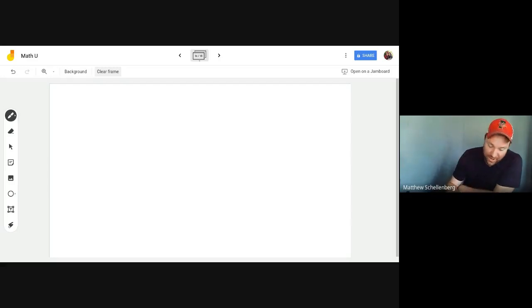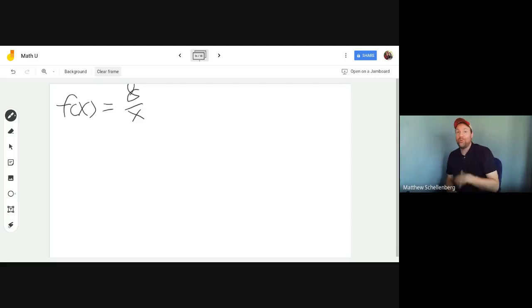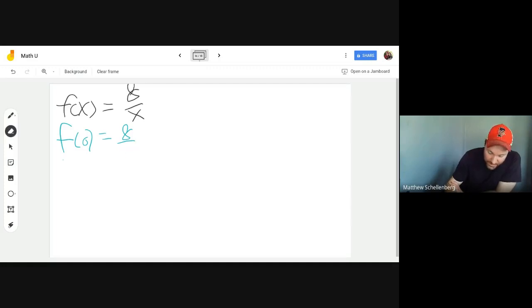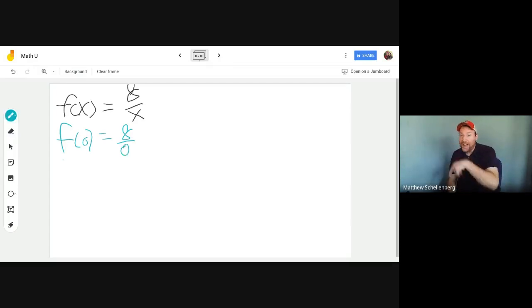For example, what if you had a function that said f of x equals 8 over x? Huh? What about that? What can you not plug in here? Well, what if you plug in a 0? What happens if you plug in a 0? You'd have f of 0 equals 8 over 0. That's a horrible 0, but it'll work. It won't. 8 over 0. That's not okay. You just divided by 0, and that's illegal. You cannot do that. So there's some values that you can't plug in.